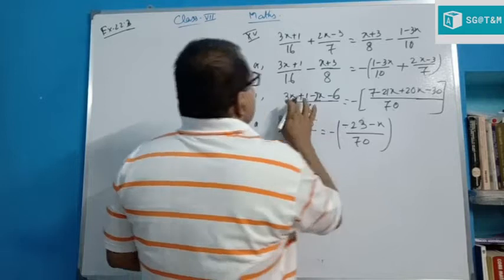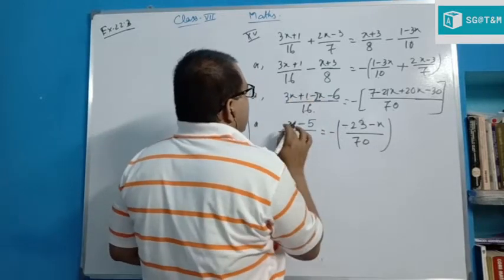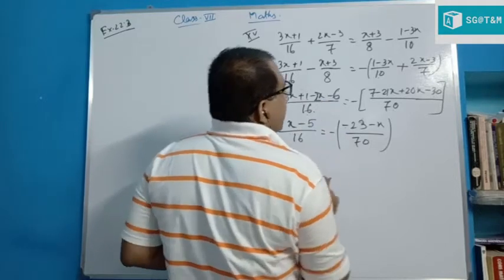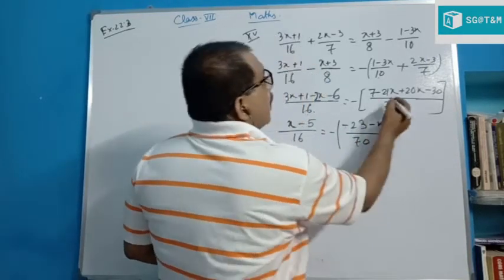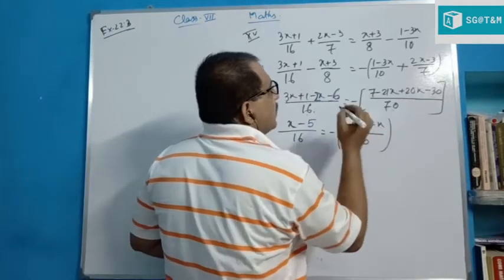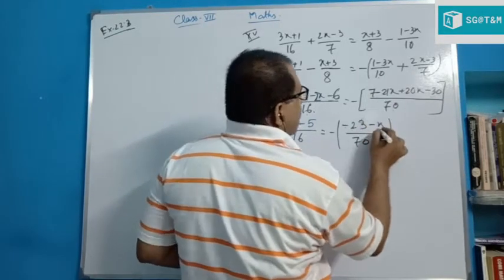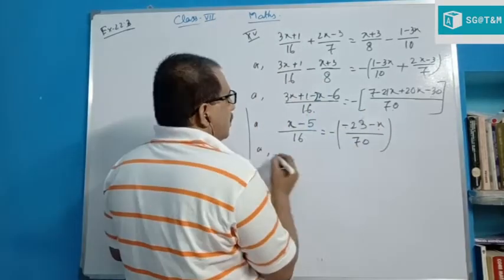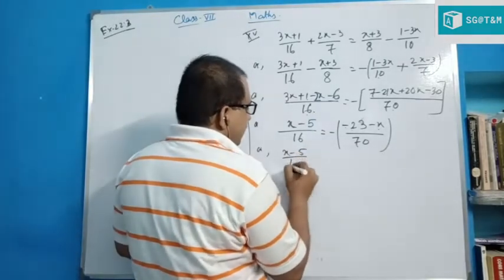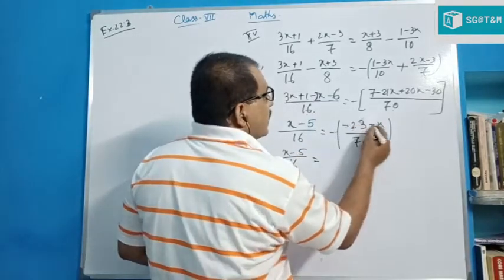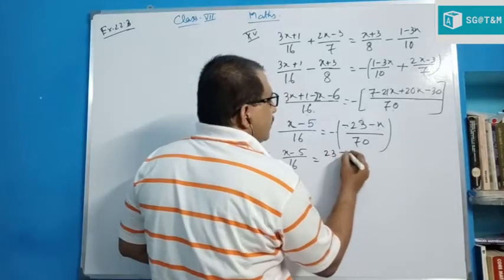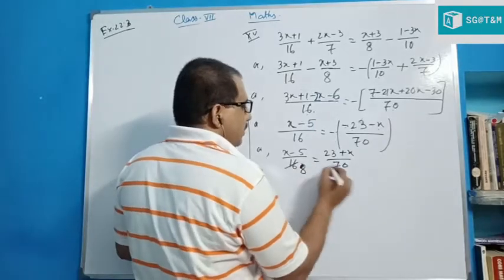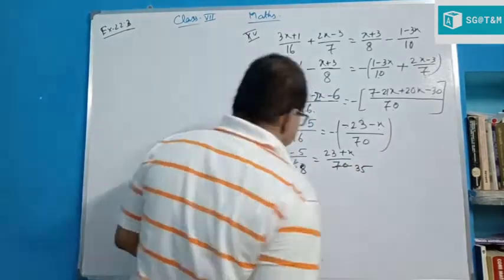So after that, minus 2x plus 3x will be x, plus 1 minus 6, that is minus 5, and it is minus 30 plus 7, minus 23, minus 21x plus 20x, that is minus x. Now x minus 5 by 16 is equal to 23 plus x by 70, all plus. Dividing by 2, this is 8. Dividing by 2, this is 35.